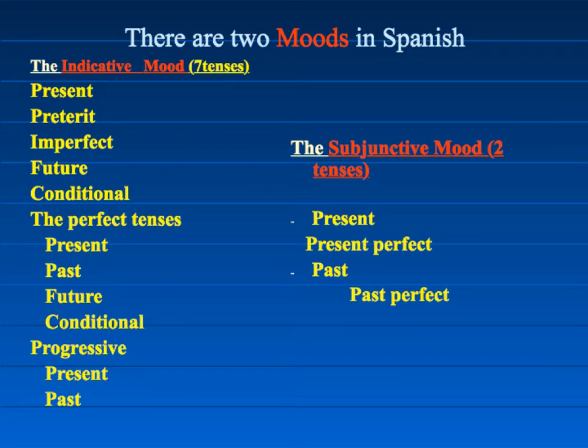What we do know is that there is an entire category of verbs that we've worked a lot with, and it's called the indicative mood. In the indicative mood, there are 7 tenses. We've worked with present and preterite and imperfect. We've done the perfect tenses, at least as far as the present, and we have worked with progressive in the present. So we've worked a lot in the indicative mood.